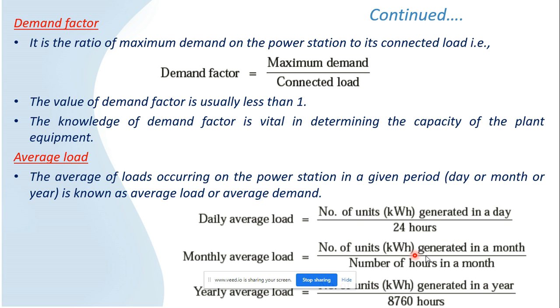Number of units generated in a month by number of hours in a month gives monthly average load. And number of units generated in a year divided by hours in a year, that is 365 into 24, 8760 hours, gives yearly average load.